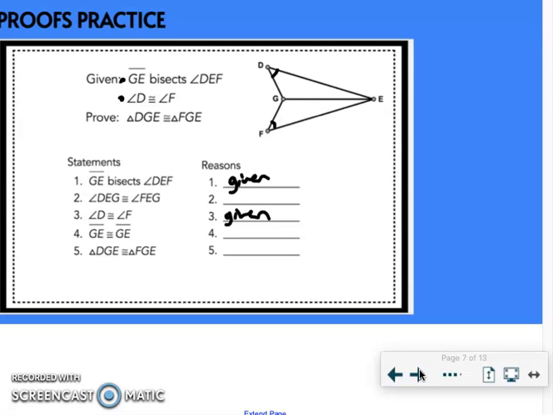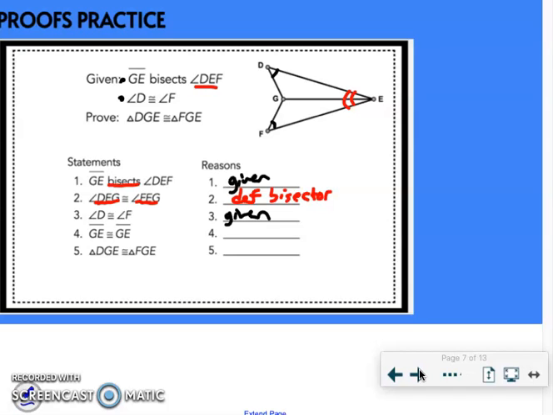Anytime you see the word bisect in a given, you need to use that. So what's happening here is DEF is getting cut in half. That's this angle right there. So the top of E and the bottom of E, that's what I have named already right here. So this is just the definition of bisect. They're congruent to each other because that angle E is getting bisected, which means cut in half.